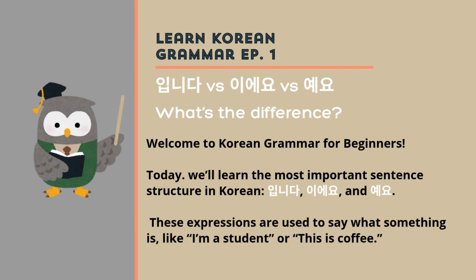Welcome to Korean Grammar for Beginners. Today, we'll learn the most important sentence structure in Korean. 입니다, 이에요, and 예요. These expressions are used to say what something is, like I'm a student or this is coffee.